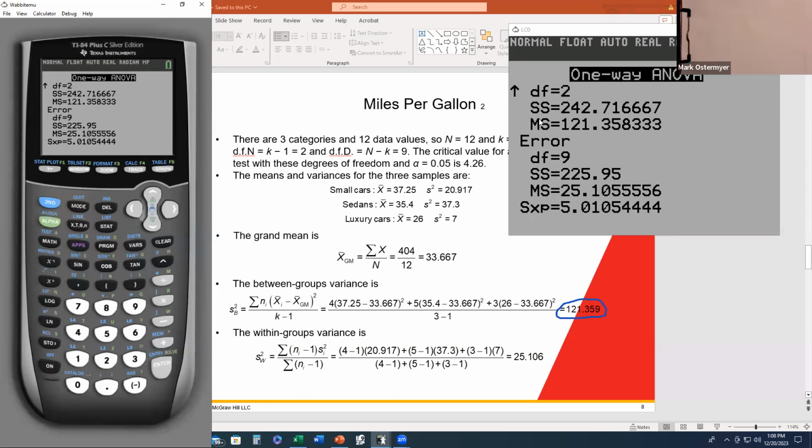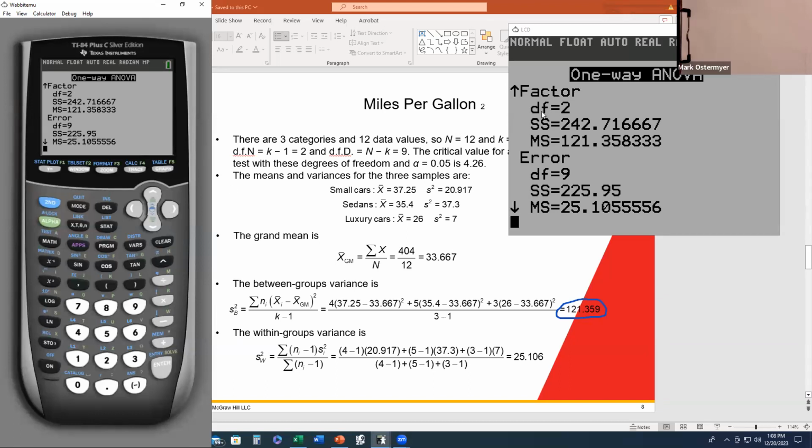And now where it says factor here, that's between treatment levels, and error is within treatment levels. Underneath factor, we have two numerator degrees of freedom. That's K minus one, number of treatment levels minus one, 3 minus 1 is 2. This is your SSB, 242.7166. This is your variance between treatment levels.